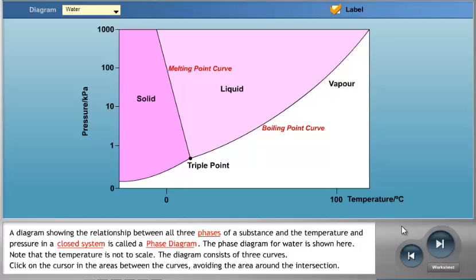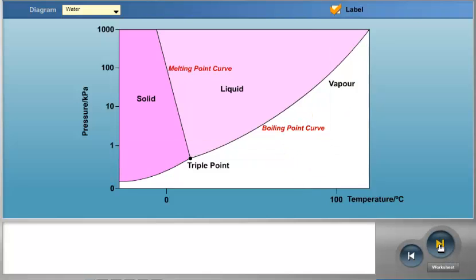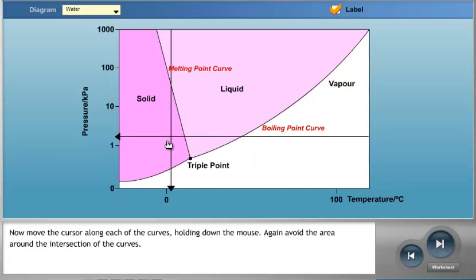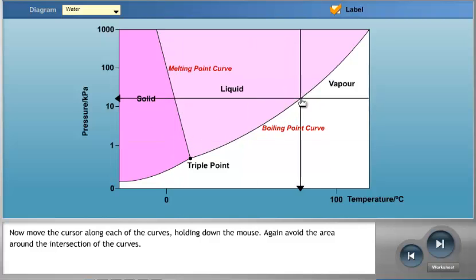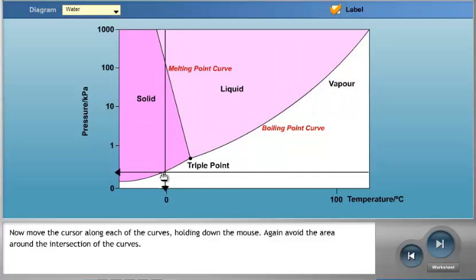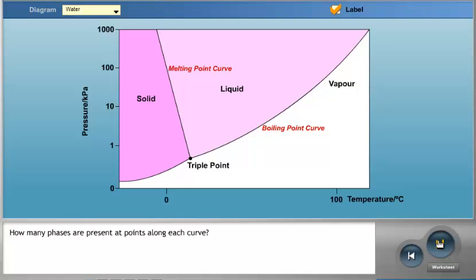Click on the cursor in the areas between the curves, avoiding the area around the intersection. How many phases are there in each area? Answer: only one. Now move the cursor along each of the curves, holding down the mouse. Again, avoid the area around the intersection of the curves. How many phases are present at points along each curve?